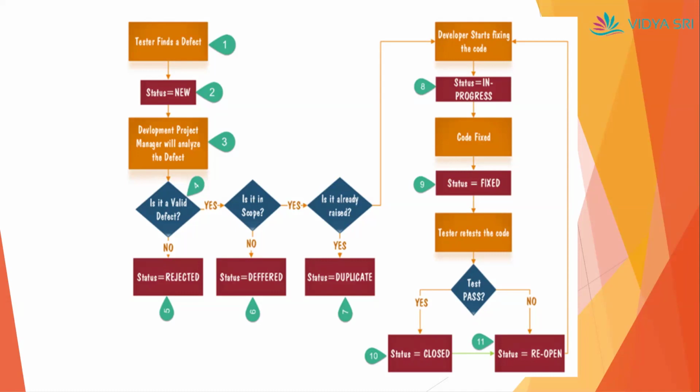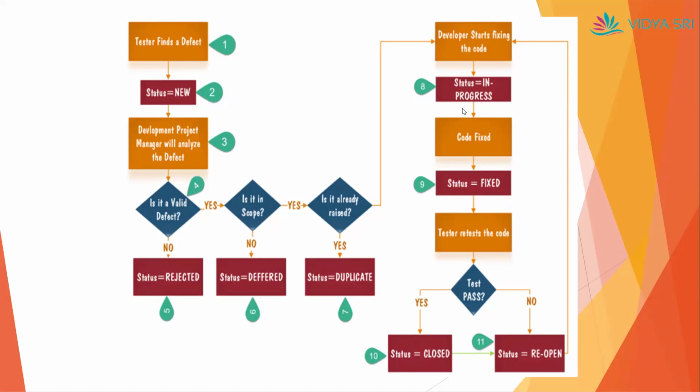Once a defect is open, we will try to validate the defect and validate the scope, and check whether it was already raised or not. If it was already created previously, we can call it a duplicate. Next, once he verifies everything, so it is a new one and it is in the scope, everything is good.